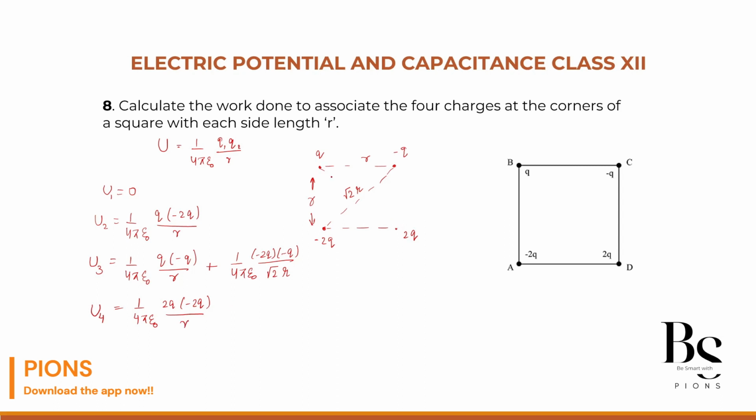Then interaction of this with the B charge. So this is again diagonal, right? Square diagonals equal root 2r. So this will be 1 by 4 pi epsilon naught, the first charge, 2q, interacting with q, whole divided by root 2r. Finally, interaction with the third charge, which is C. So it will be 1 by 4 pi epsilon naught, first charge, 2q, second charge, minus q, whole divided by how much? r.